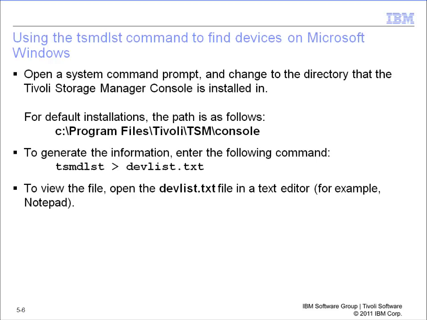If your server is on Windows, this is the command you're going to use to find your device drivers for Microsoft Windows. For the default location, use the C Program Files Tivoli TSM/console. Run the command and output it to a text file. Then you can review the file.